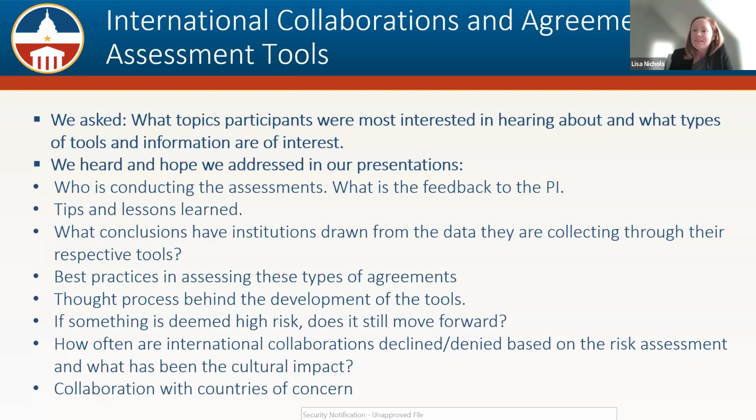If deemed high risk, does it still move forward? And if it's denied based on the risk, what has been the cultural impact, as well as collaboration with countries of concern? And to the extent that you have additional questions or we have not answered some of these questions, we're happy to do so now.